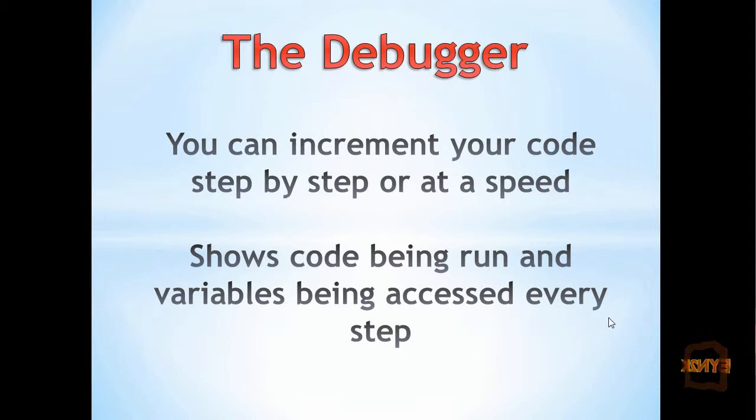Using the Python debugger, you can increment your code step by step or at a speed. By doing this, you can keep track of your variables and watch them as they change, so you can see if you're in the right section of your code.